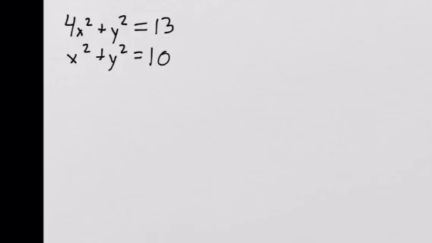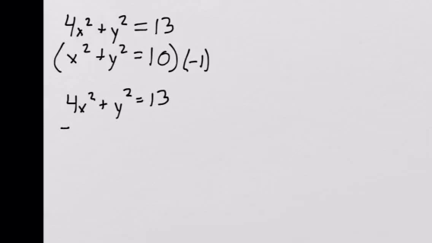The other thing that we don't want to do with the addition method is we do not want to multiply by a variable. We want to just multiply by a number. So here, we don't have a major issue. I can just multiply that second equation by -1 and get 4x squared plus y squared equals 13. That one just stayed the same. And then -x squared minus y squared equals -10.